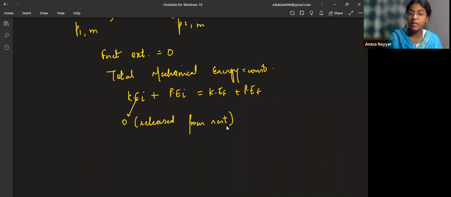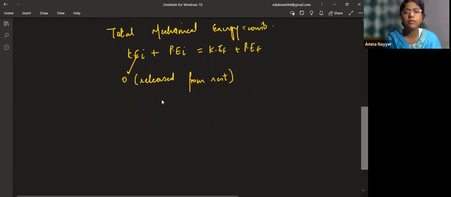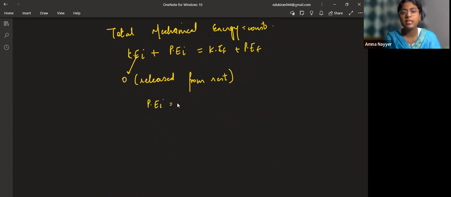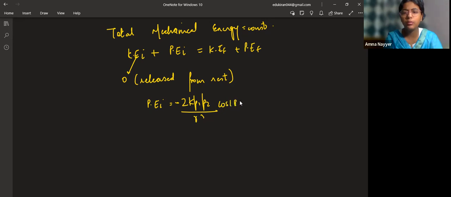What about the potential energy? Yes, potential energy will exist. We haven't discussed it because that's a part of the next portion, but even without that, you all have the idea. You all have appeared for your board exams. So the formula for initial potential energy will be minus 2kP1P2 over the cube of the separation, R cube, with obviously the angle cos 180 degrees, because they are anti-parallel to each other.